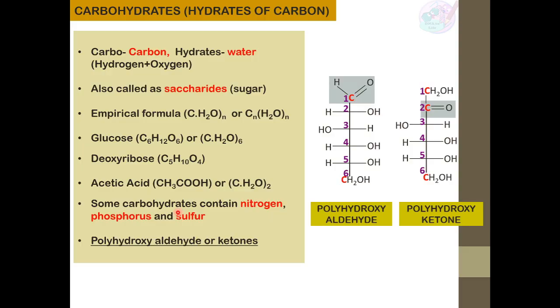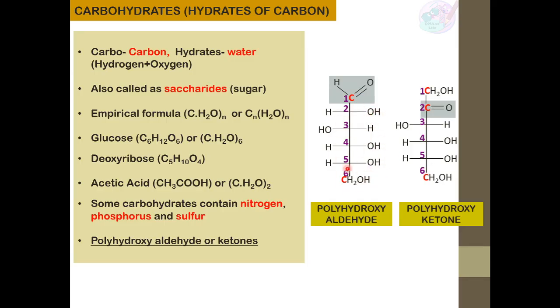So the accurate definition of carbohydrates is that they are either polyhydroxyaldehydes or polyhydroxyketones. Let's understand this with these two sugar molecules. If you look at this sugar molecule, this is a 6 carbon sugar. It has an aldehyde group as its carbonyl carbon. What does carbonyl mean? When carbon is double bonded to oxygen, it is known as carbonyl.